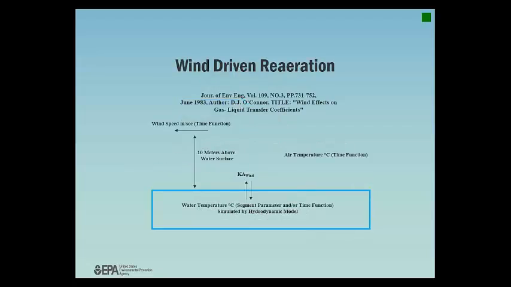Another major component of reaeration is wind-driven reaeration, which is important for estuaries, lakes, and reservoirs, and any water body that has a large surface area. It typically can be ignored for rivers and streams. The wind-driven reaeration function that we're looking at here was one developed by Donald O'Connor in 1983. The major forcing functions are the wind speed, the air temperature of the atmosphere, and the water temperature of the water column. It will calculate the reaeration rate as a function of the wind speed. We call this the wind-driven reaeration rate.